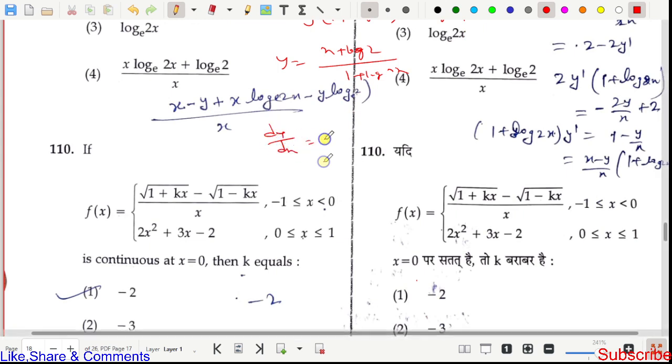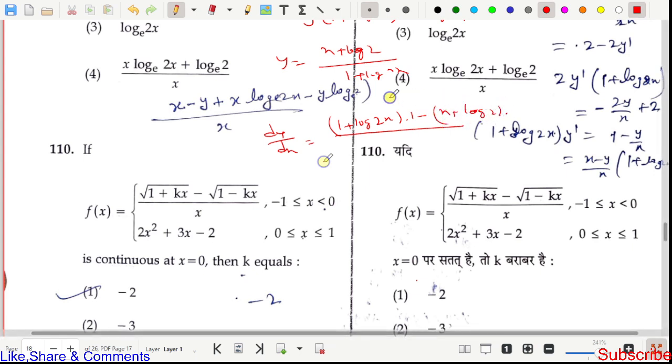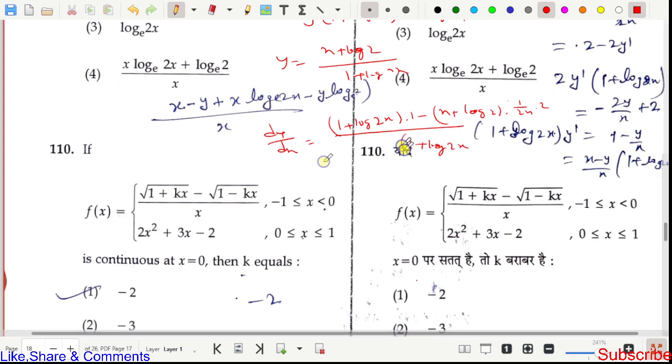So dy/dx, it will be in the form of u by v. So this multiplied by the derivative of this, so 1 plus log 2x into the derivative of this, that means 1, minus x plus log 2 into the derivative of this, which is 0 plus the derivative of log 2x, that is 1 by 2x times the derivative of 2x, that is 2, divided by 1 plus log 2x, the whole square.